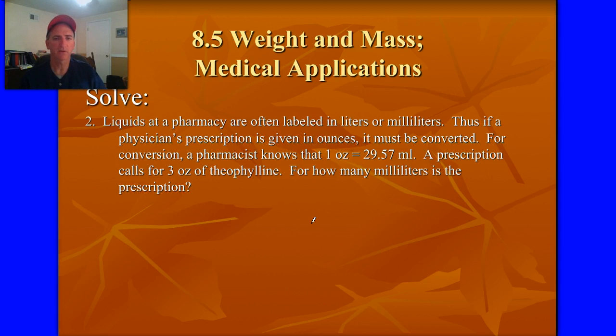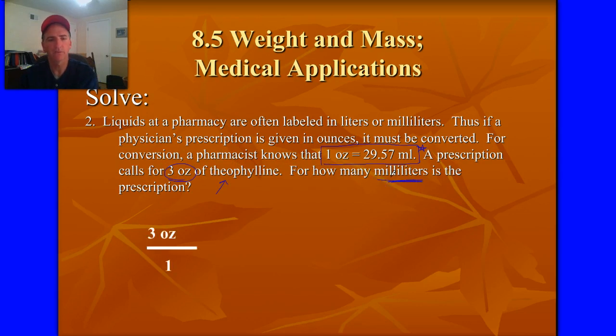Liquids at a pharmacy are often labeled in liters or milliliters. Thus, if a physician's prescription is given in ounces, it must be converted. For conversion, a pharmacist knows that 1 ounce equals 29.57 milliliters. Okay, that's probably important because there's your conversion rate. They tell you right there, an ounce is that. A prescription calls for 3 ounces of whatever that is. How many milliliters is that?